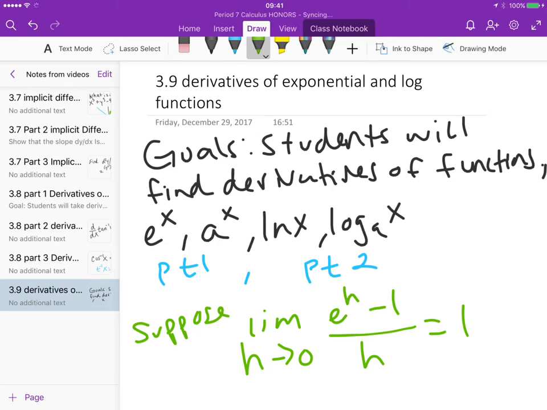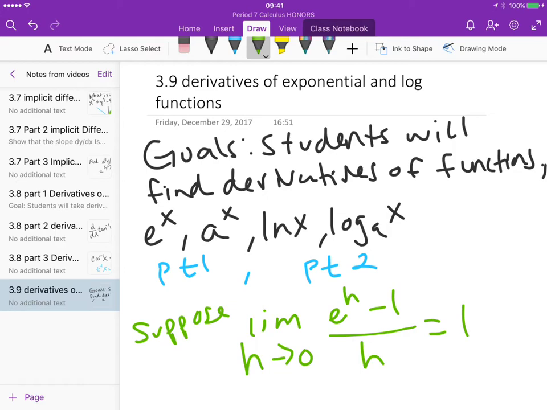Alright guys, so we're diving into 3.9, which is find the derivatives of exponential and log functions. We previously just finished up finding the derivatives of inverse trig functions. And now we've got some goals in 3.9 in which we're trying to find the derivatives of different types of exponential functions and different types of logarithmic functions.